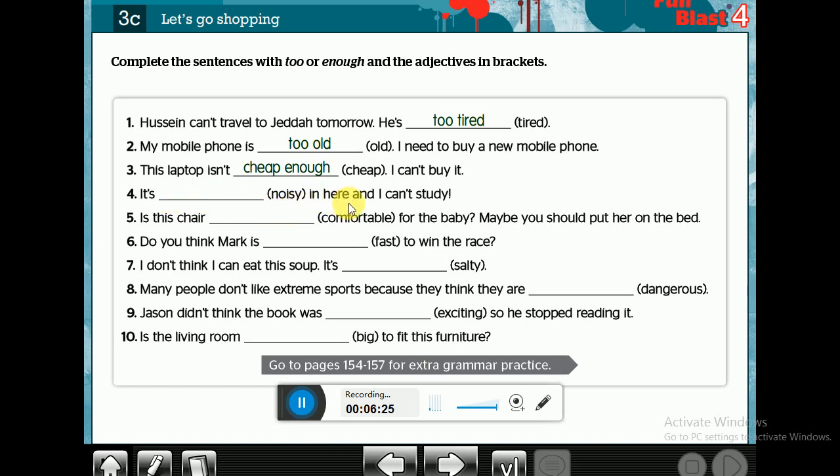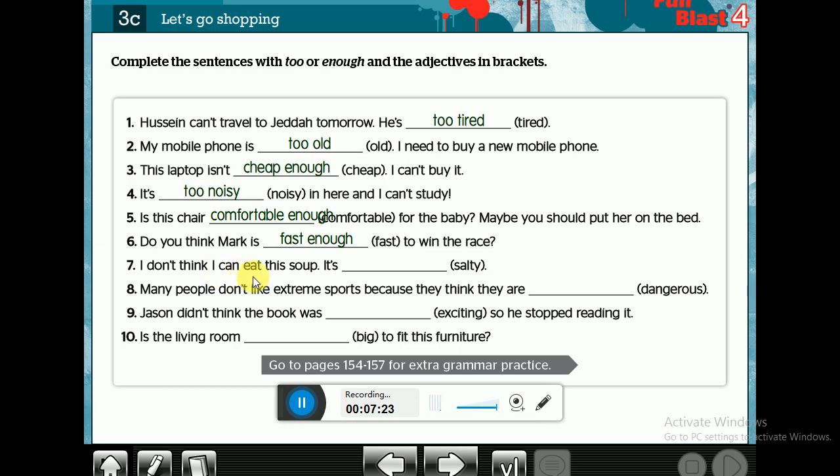It's noisy in here, and I can't study. So yeah, very good. I use too noisy. Is this chair comfortable for the baby? Maybe you should put her on the bed. So I make negation for the adjective, so I can't say comfortable enough. Is this chair comfortable enough? Do you think Mark is fast enough?